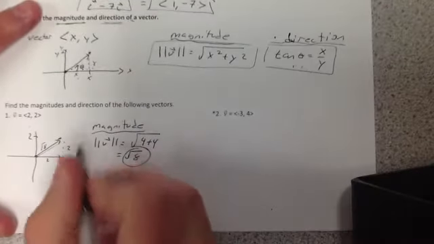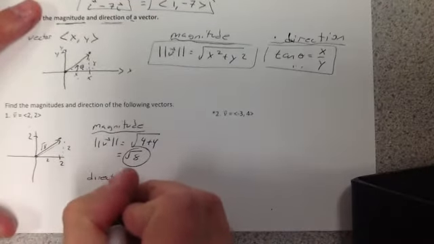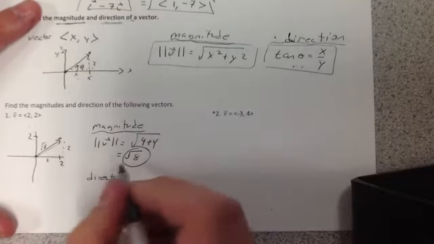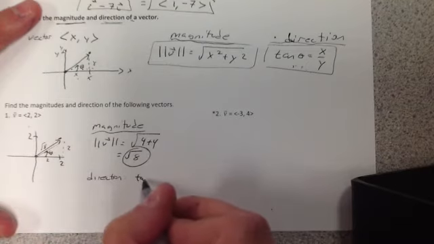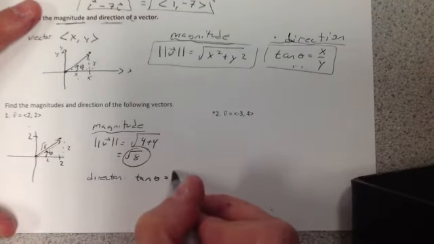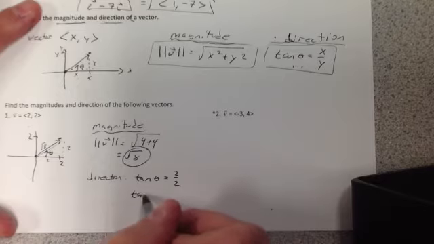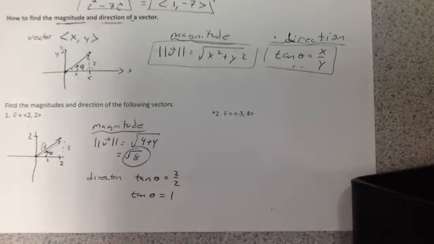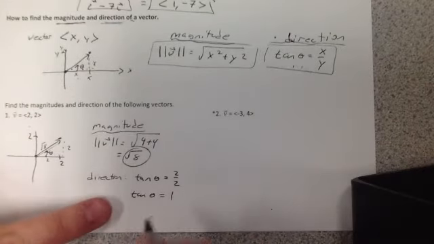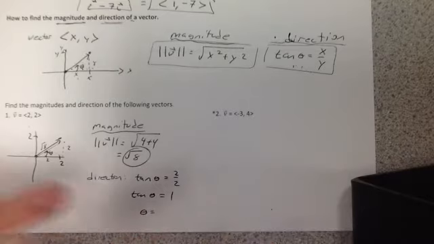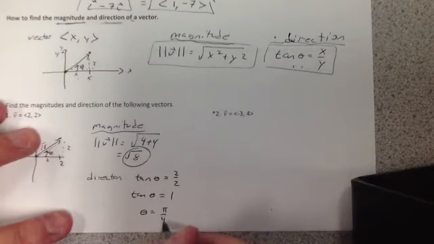To get direction, that's today's lesson. To get this angle theta, we're going to take the tangent of the angle equals 2 over 2. Tangent of theta equals 1. And we should know this. Where does tangent of theta equal 1? That's at what angle? This is one of our known trig values. Pi over 4 or 45 degrees.